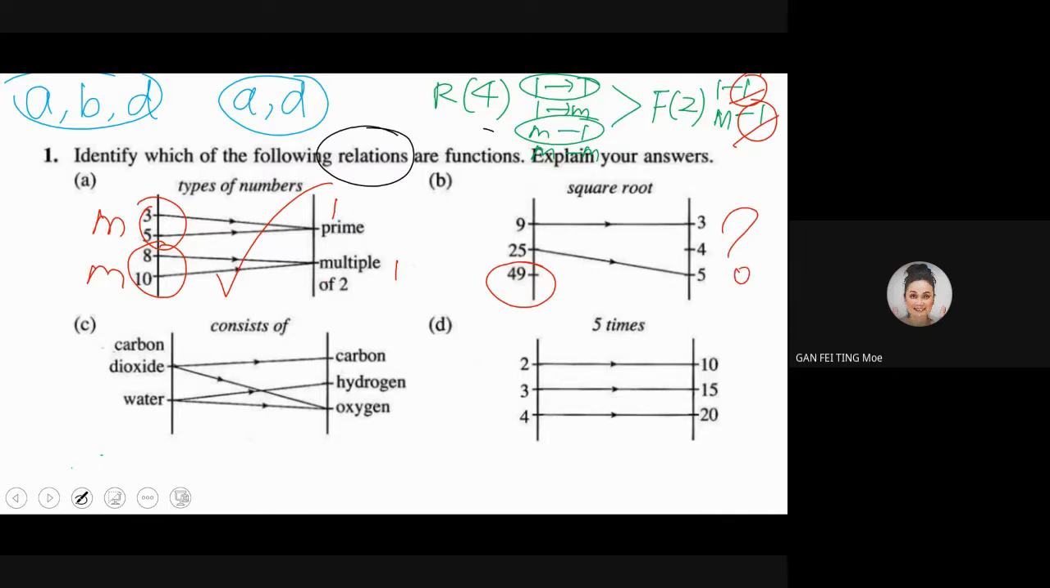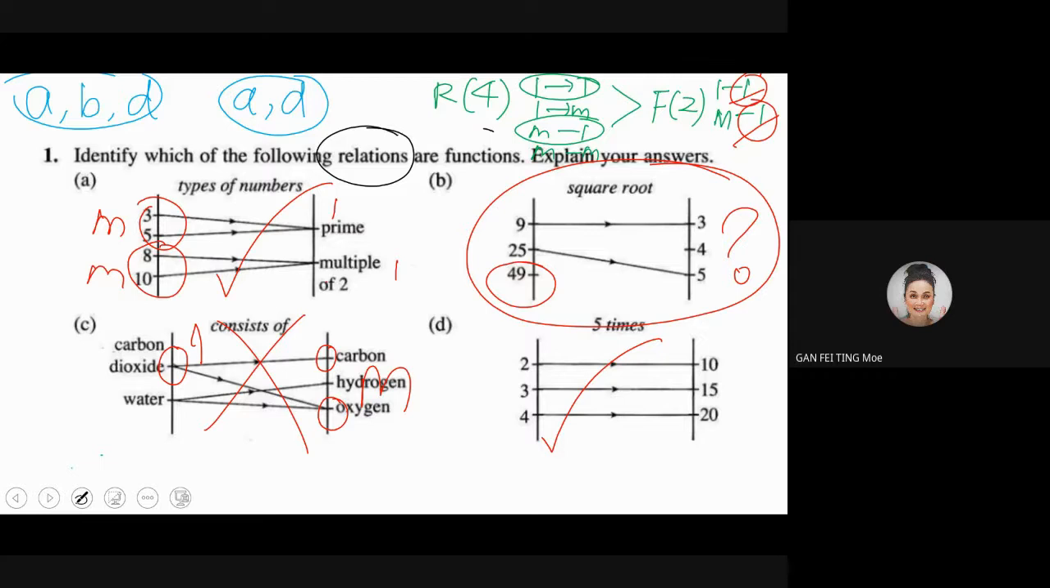Then let's come to C. This is one to many. Carbon and oxygen. Carbon dioxide consists of carbon and oxygen. So this is one to many. Automatically, this is not a function because it's one to many. And D is 2 to 10, 3 to 15, 4 to 20, which is one to one. Yes. Now you have to come back and think of this.